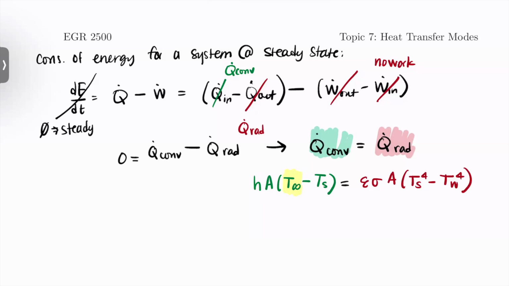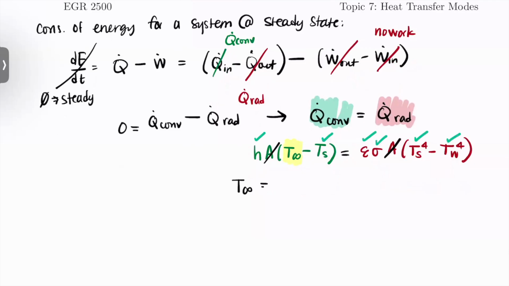Let's look at what we have. So we already know h. We already know the surface temperature. We know emissivity, and we know sigma, and we know the temperature of the walls. We're not given any information about area, but that's just fine because it cancels out, right? So we can just cancel these out and then solve for T infinity. So T infinity is equal to emissivity times sigma divided by h, times (Ts to the fourth minus Tw to the fourth), plus Ts.